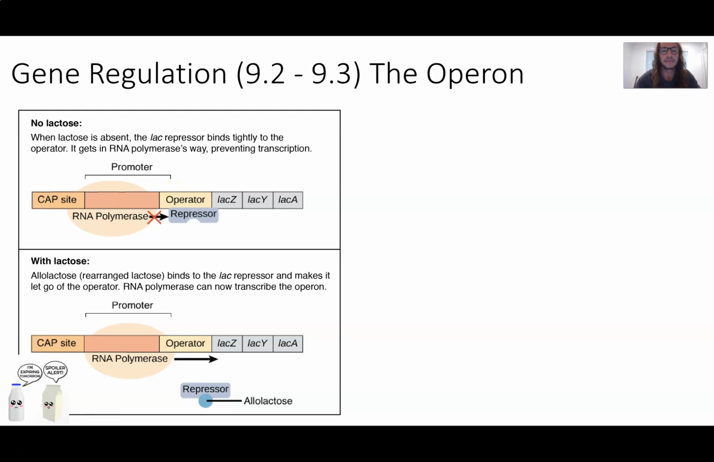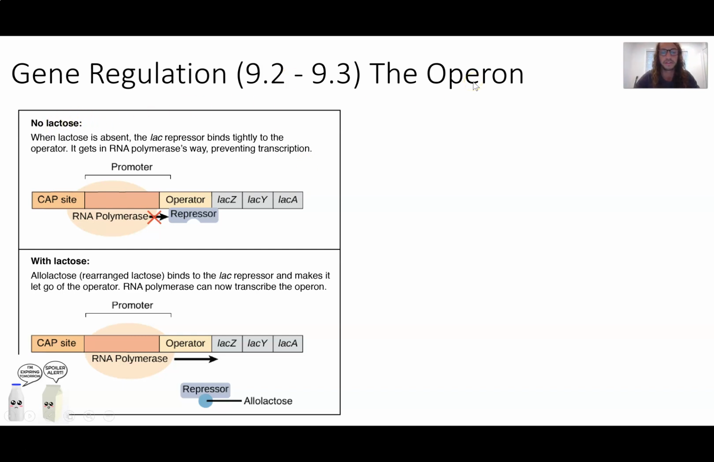The operator is part of the DNA where something called the repressor can bind. The repressor, if bound to the operator, blocks RNA polymerase, blocking mRNA, therefore, from being written, and thus these proteins downstream from being expressed, from being formed. So let's look at an example of this in prokaryotes by talking about this lac operon.